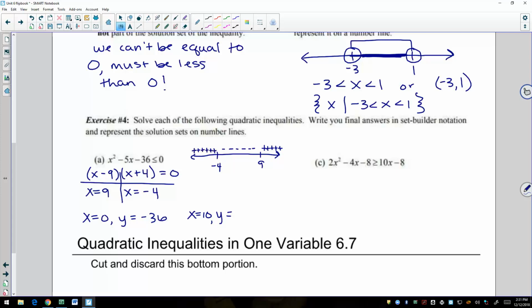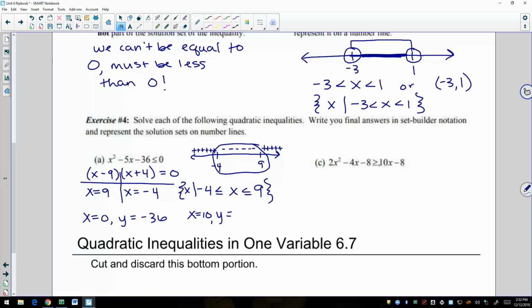Now, look at your sign pattern picture. We want the x's that give us negative numbers because we want to be less than or equal to 0. Well, that's these guys. They give us negatives. So your answer is you want the x's that are from negative 4 to 9, and we can include negative 4 and 9 because we can be equal to it. And it said set builder, so actually I got to put my little squigglies, x such that, and there we go.